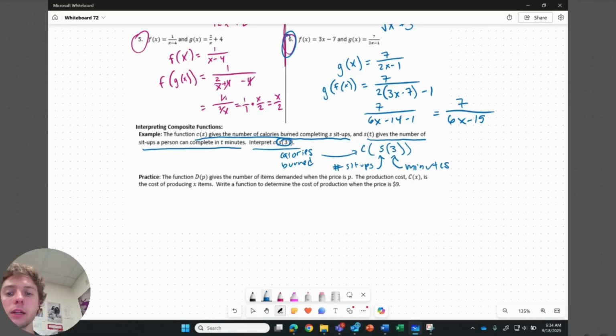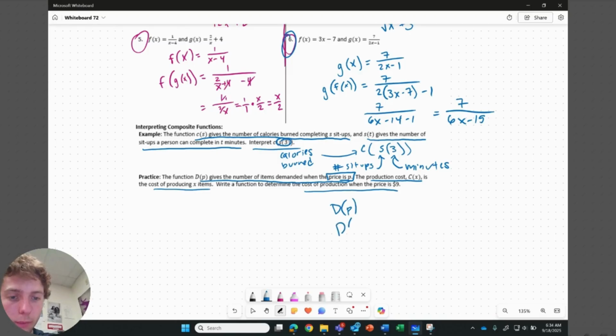Practice, same idea there. The function D of P gives the number of items demanded when the price is P. The production cost C of X is the cost of producing X items. Write a function to determine the cost of production when the price is 9. Well, if the price is 9, that's what I'm starting with. So what I see is price is P. Okay, that means I need to start with the D of P function where we know the price is $9. But what we want is a function that determines the cost. Right now, if I plug 9 into this function, all it is doing is giving me the number of items demanded. So how can I find the cost?